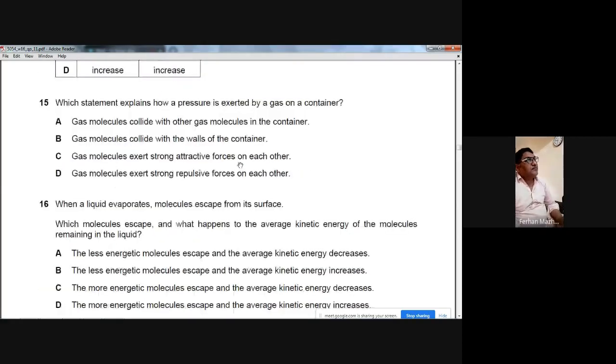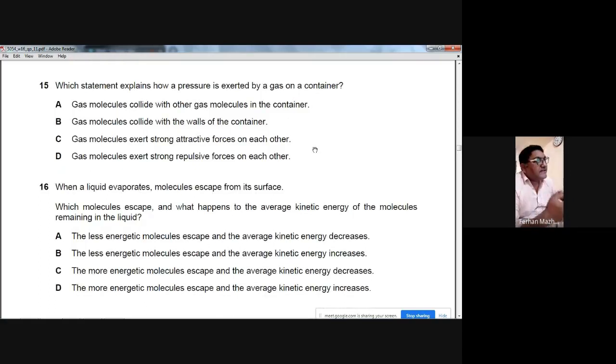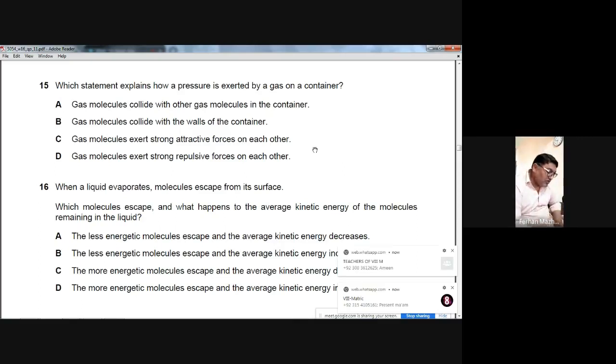Question number 15. Which statement explains how pressure is exerted by a gas on a container? Gas molecules collide with other gas molecules in the container? Gas molecules collide with the wall. Yes, that's the reason. Gas molecules exert strong attractive force on each other? No. Gas molecules exert strong repulsive force? No. The reason is very simple: the gas molecules are colliding with the walls of the container. So for question number 15, the choice is B.